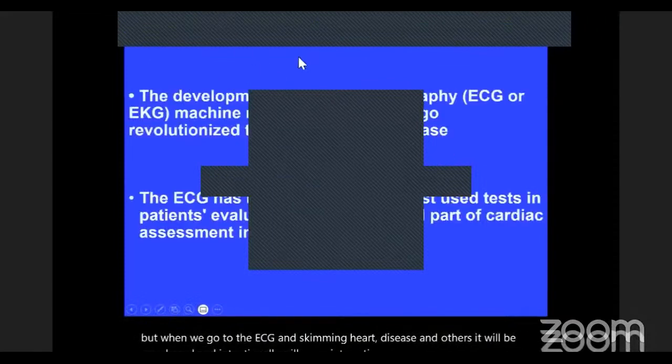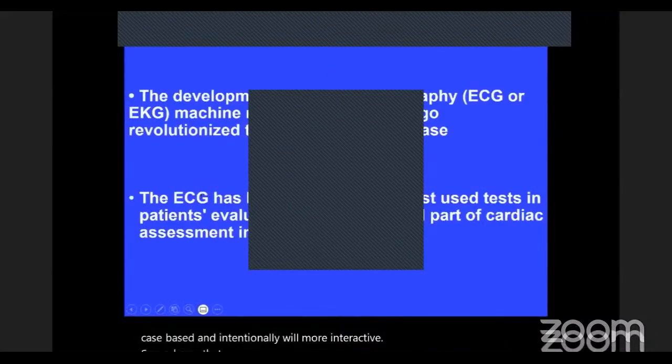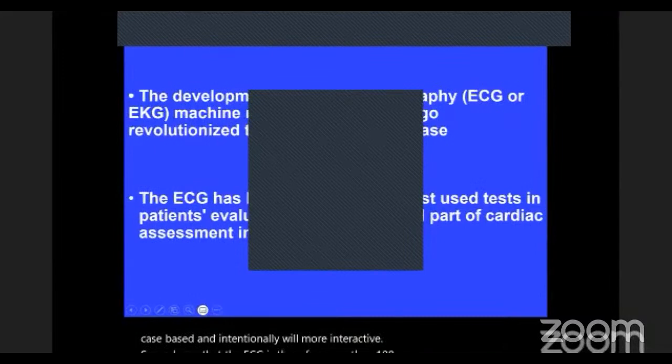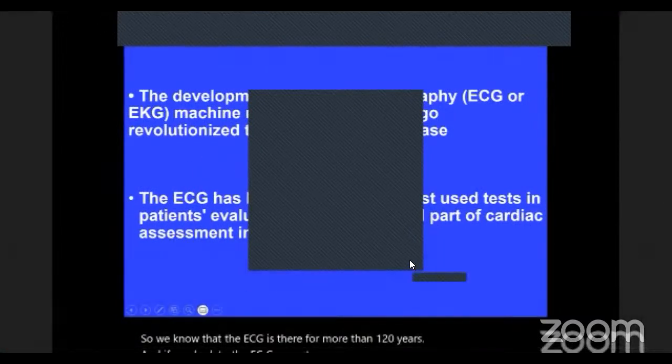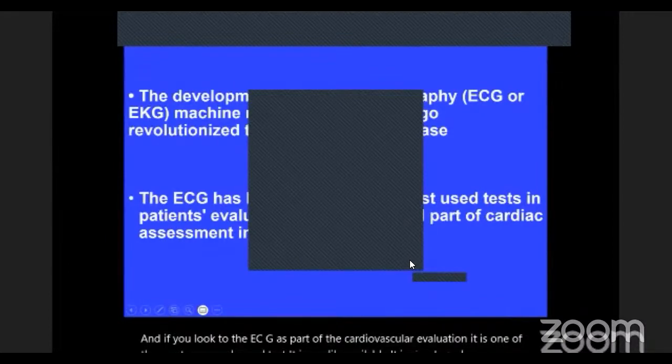So we know that ECG has been there for more than 120 years. And if you look at the ECG as part of the cardiovascular evaluation, it is one of the most commonly used tests. It is readily available, it is simple, and it is easy to do, but it's important to interpret it right to reach a diagnosis.